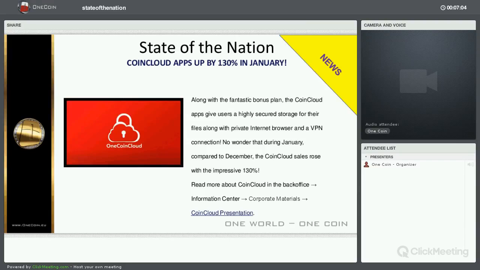If you haven't got it, pop in the back office, go to Information Center, go to Corporate Materials, and pick up the Coin Cloud presentation and have a look. And there are 3 types of packages that you can buy, each of them having enhancements associated with them. Go and have a look.